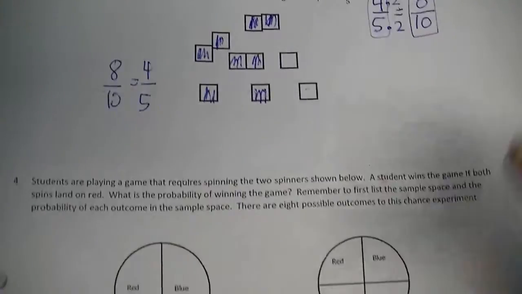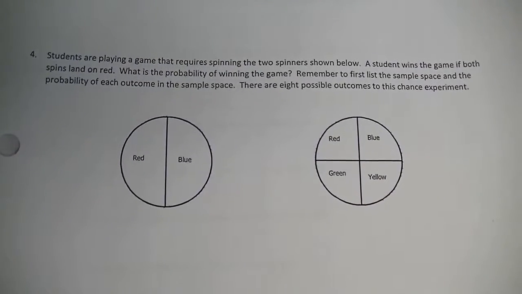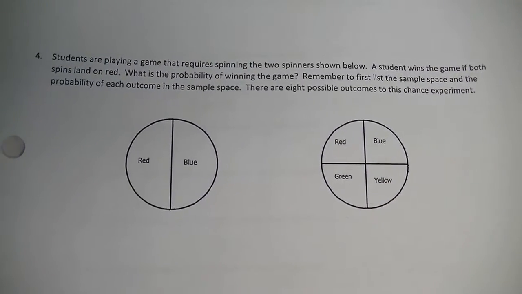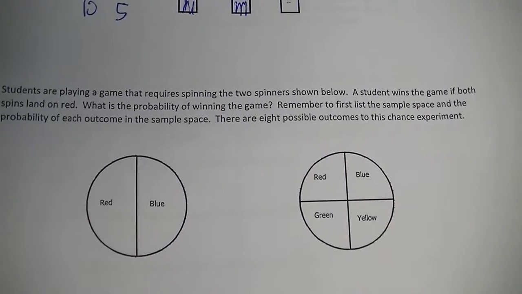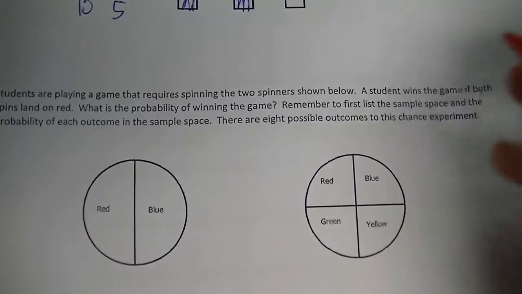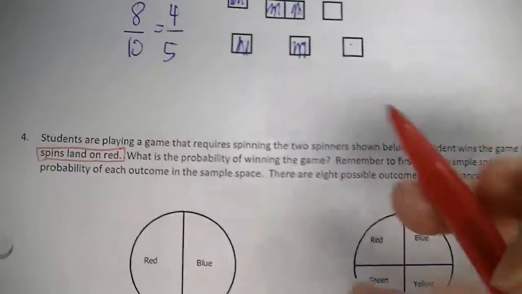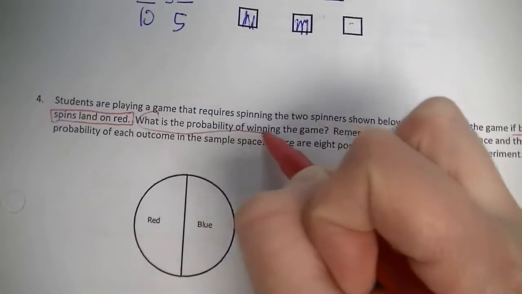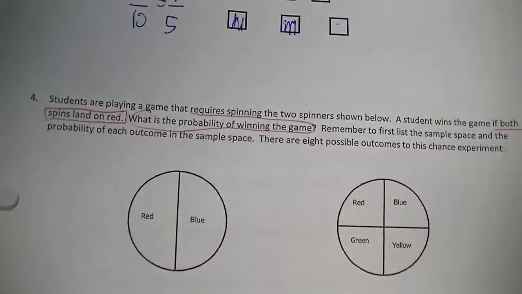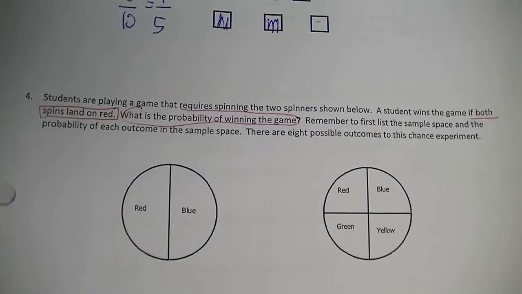All right, problem number 4. It says students are playing a game that requires the spinning of the 2 spinners shown below. A student wins the game if both spins land on red. Okay, so we want both the spins to land on red. What's the probability of winning the game? So to win the game, we need a red and a red. We want a red here and a red here, and then you win the game, okay?